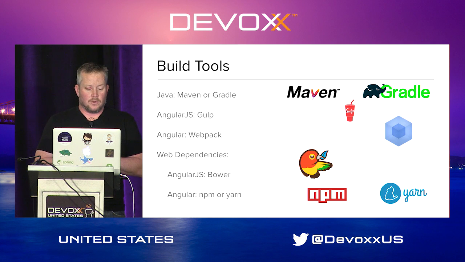So there's a number of build tools. We ship with both Maven and Gradle wrappers. So if you need support for Maven and Gradle and you don't want to actually have it installed on your system, the wrappers take care of that. You don't have to use them if you don't want to. We do expect Java to be installed. With AngularJS, we use Gulp. With Angular, we use Webpack.